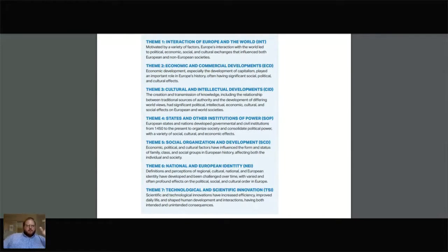So these are the 7 themes of the course. Literally, it's what everything's divided into. And each theme has its own statement. Interactions of Europe and the world, economic and commercial developments, cultural and intellectual developments, states and other institutions of power, social organization development, national and European identity, and tech and scientific innovation. Great, wonderful.